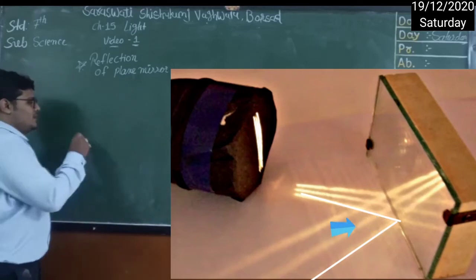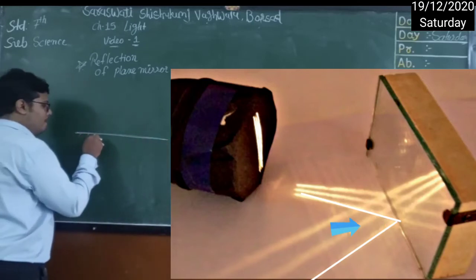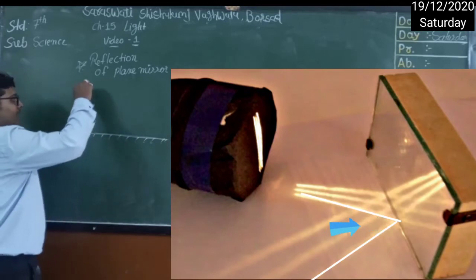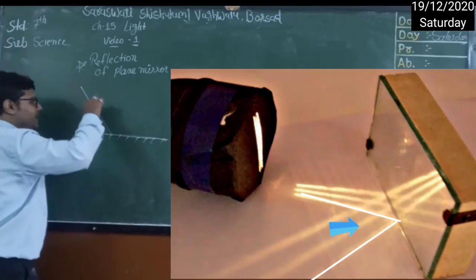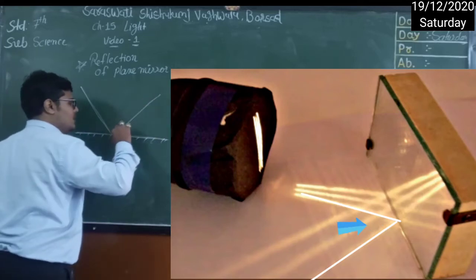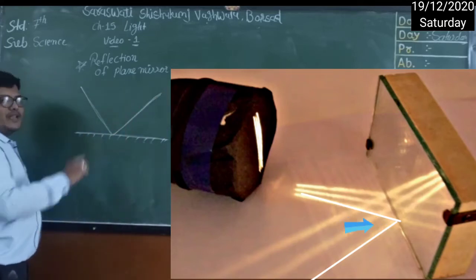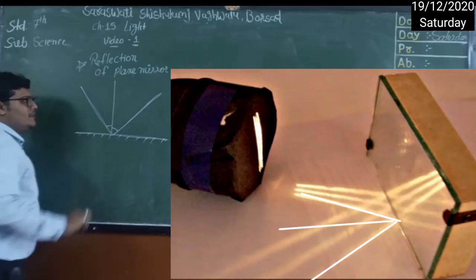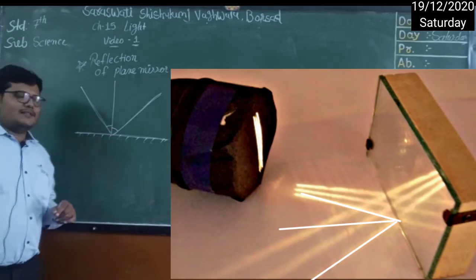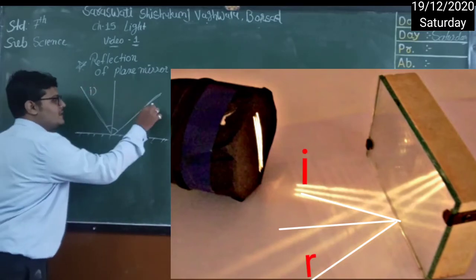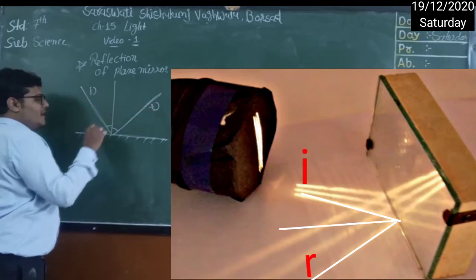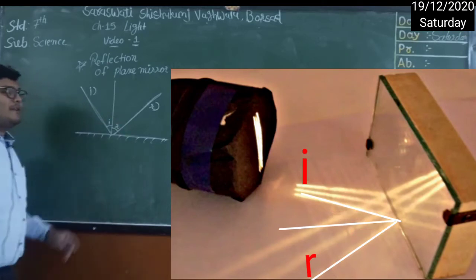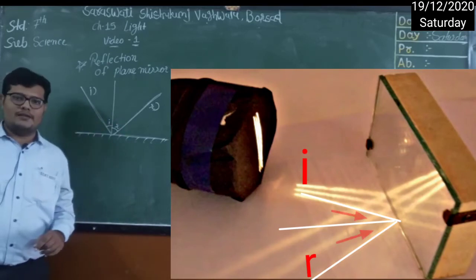As we have seen in this figure, my mirror, this surface is the reflecting surface. This is my incident ray and this is the reflected ray, same as you can see in the figure. Now see here, this angle and this angle are the same, as I explained previously. This is my I, this is my R, incident ray, reflected ray, and this angle is created by the incident ray, and this is the angle created by the reflected ray, and both should be equal.